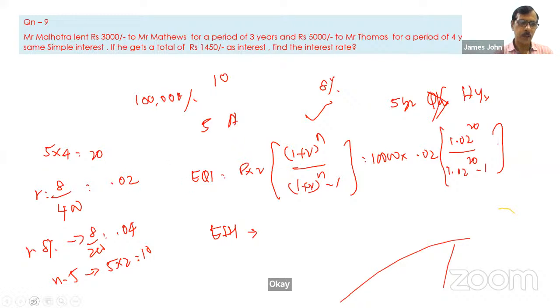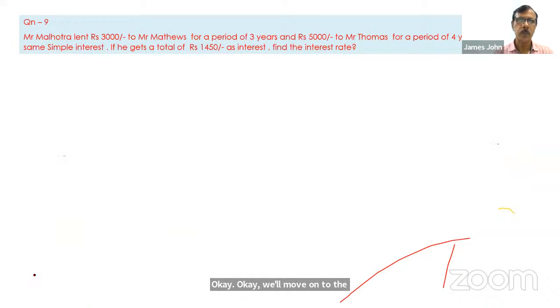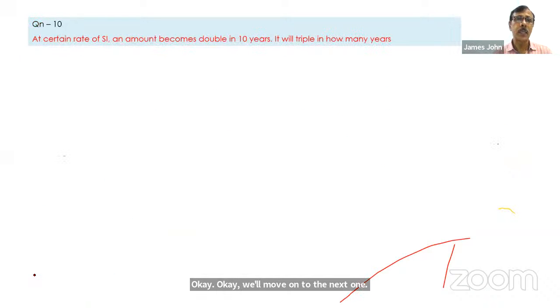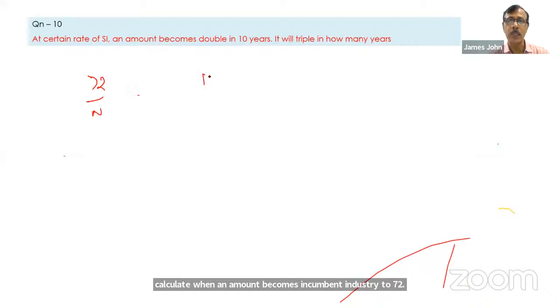Okay, we'll move on to the next one. At certain rate of simple interest, an amount becomes double in 10 years. It will triple in how many years? This is another question. Here, this is not compound interest, it is simple interest. Simple interest, how do you calculate when an amount becomes double? In compound interest, it is 72 by number of years. In simple interest, it is 100 by number of years.